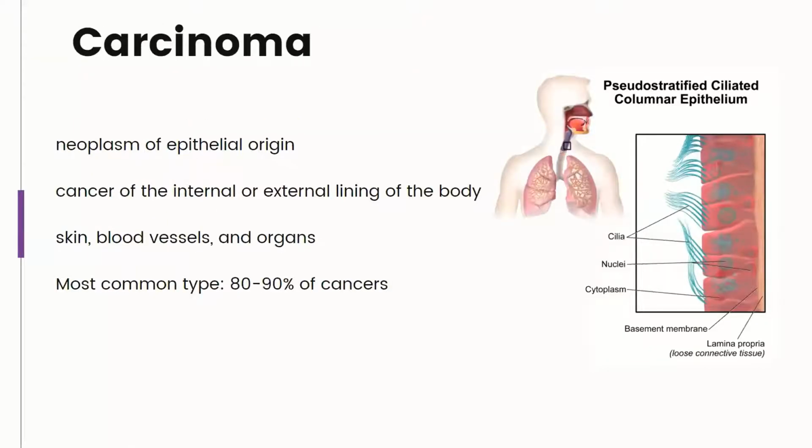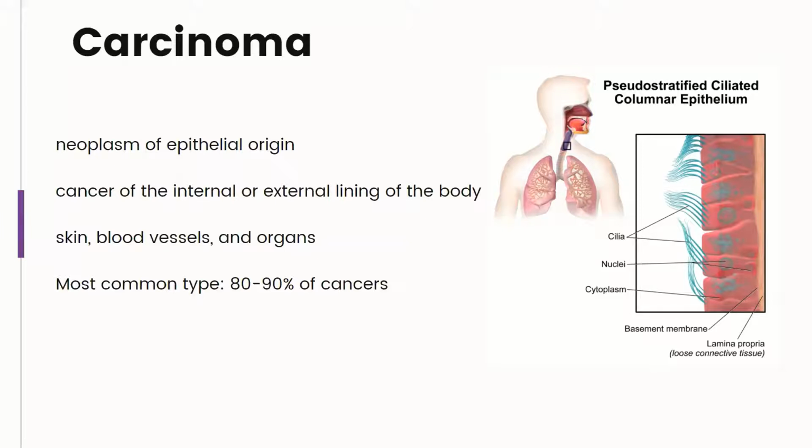So what's a carcinoma? This is a neoplasm or abnormal cell growth of epithelial origin. Epithelial cells are the cells that line the internal and external lining of the body. They can line skin, blood vessels, organs, and other body cavities. Carcinomas are the most common type of cancer, representing about 80 to 90% of cases.